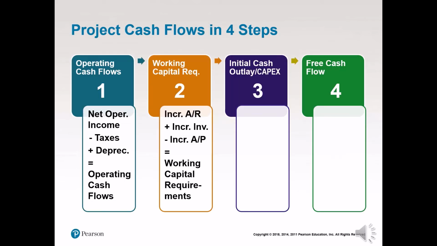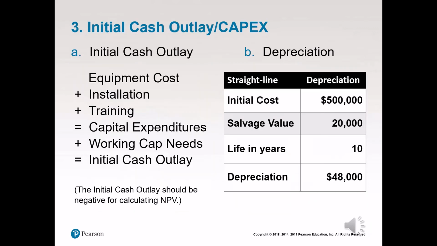To identify project cash flows, step 1 is to identify your operating cash flows. Step 2 is to identify working capital requirements. We do that by taking our increase in accounts receivable and adding our increase in inventory and subtracting our increase in accounts payable. The third step is to identify your initial cash outlay.